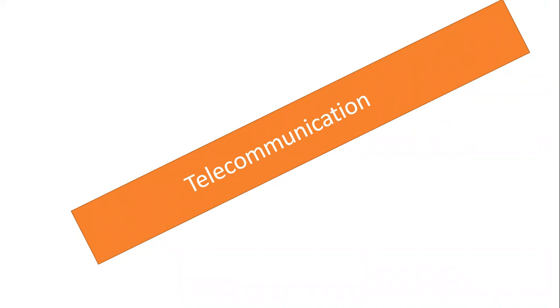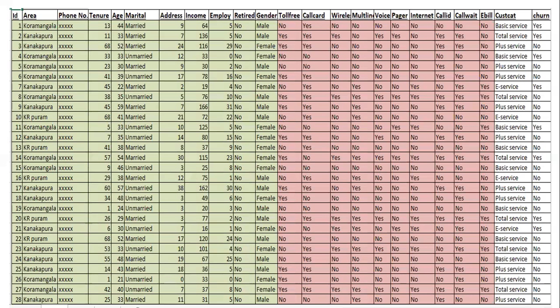Now, in telecommunication, a lot of interesting analysis can be done. You can see here at a very high level, I'm just showing you some of the variable names like ID, the area, and the phone number, which I've crossed out. You can see very interesting variables like tenure, age, marital status, address, income, employment, the number of years that he has been employed for, whether he's retired, or gender. I've color coded it in green because all these are what we call demographic details.